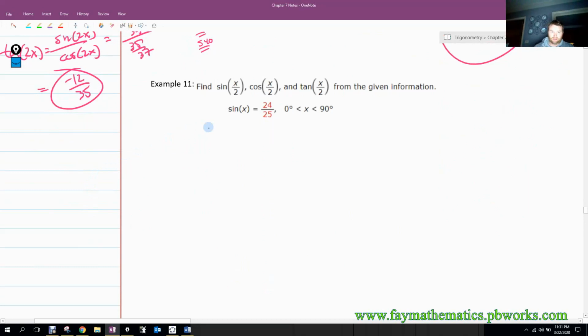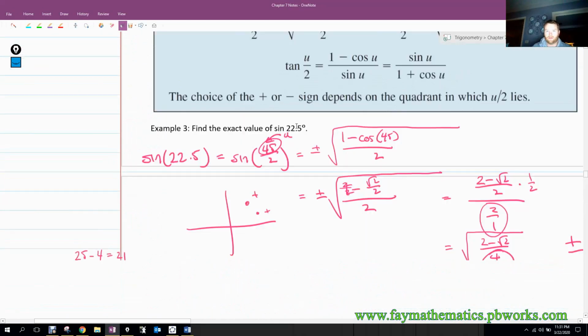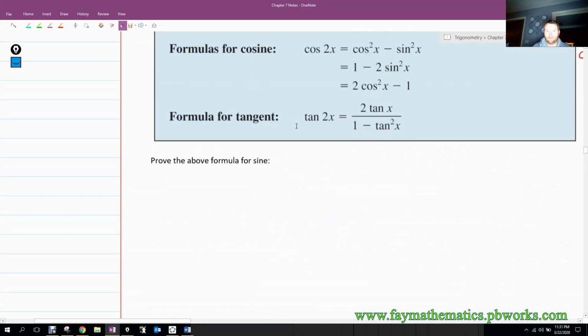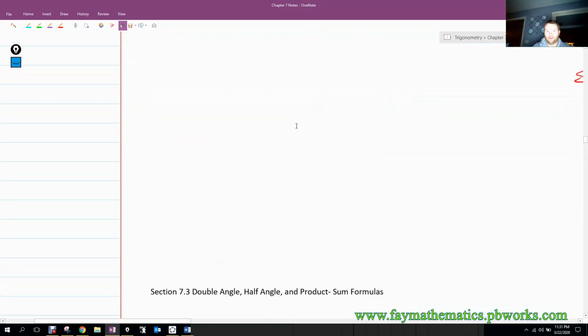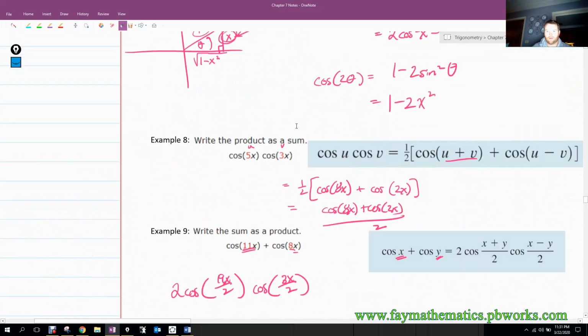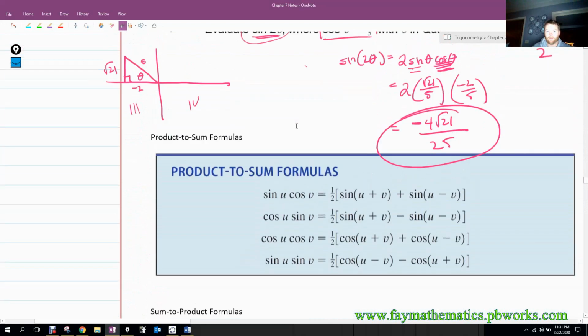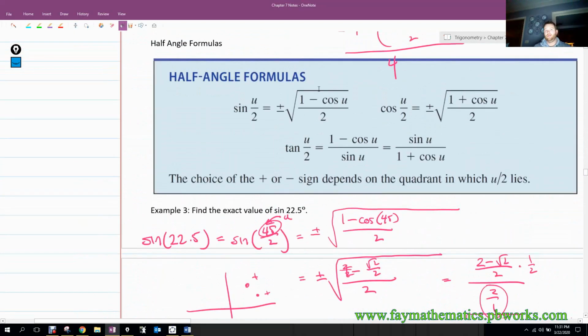Down here, I'll just do sine of x over 2. Remember, that is plus or minus. So it'll be 1 minus cosine of, in this case, x over 2. Okay, if you come back up here, we're looking at these guys. So sine is the one that's minus, cosine would be the one that has the plus sign here.